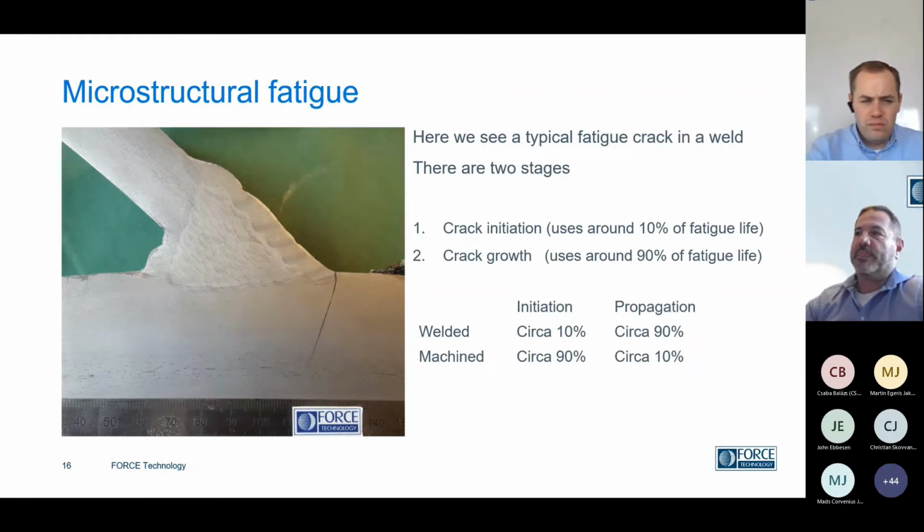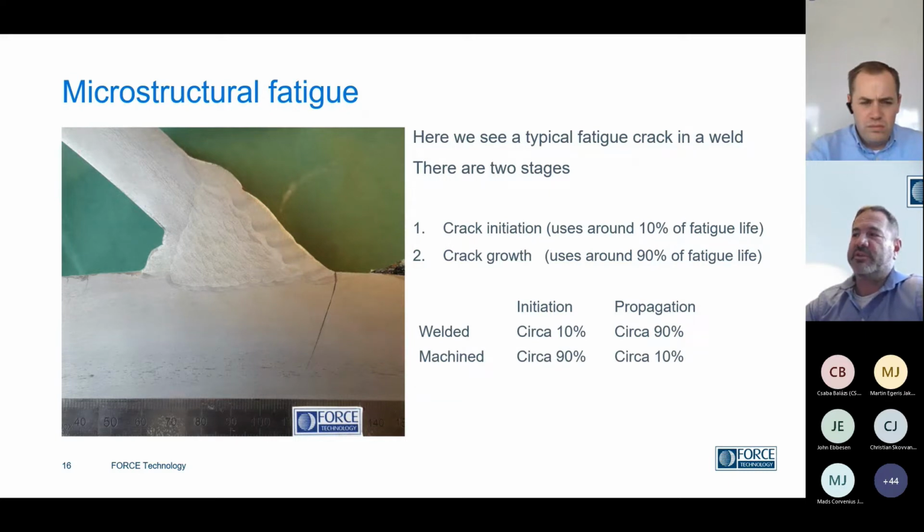What we can see here is a typical fatigue crack in a weld. During fatigue damage, let's call it that, there are two things happening: one is crack initiation, and the other is crack growth. It is different depending on whether it's a weld or just a machine part. The experts tell us that for welds, crack initiation uses around 10% of your fatigue life, while crack growth is around 90%.